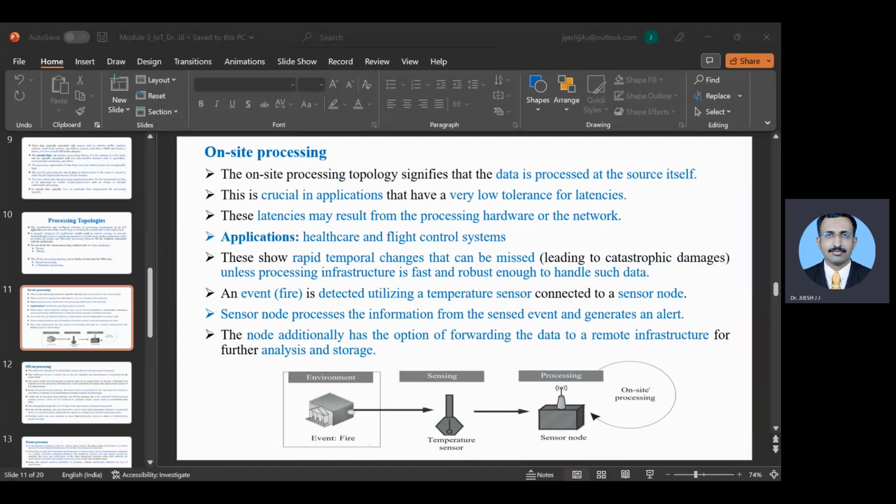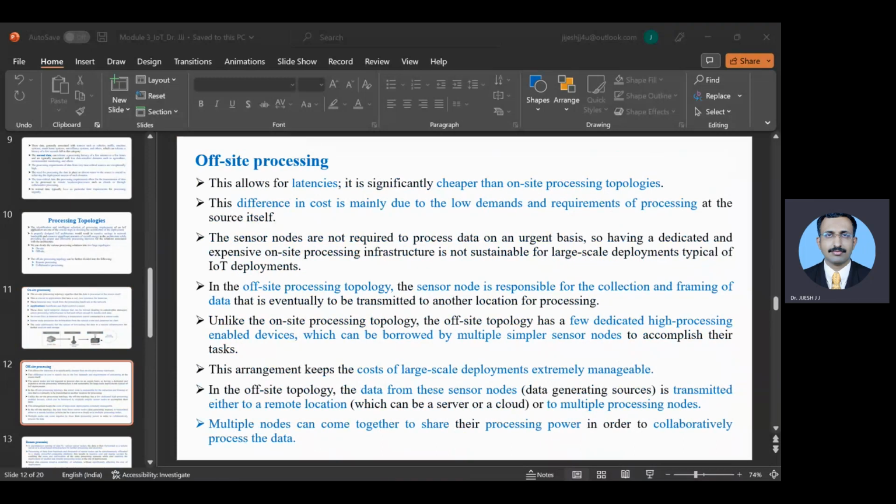Okay. Now what is the next one? Offsite. The next one is offsite. So what is offsite? What do you mean by offsite processing? You can say that it allows for latency. Allows for latency means what? What is latency? Delay in the network communication is latency. Delay in the network communication we call latency.